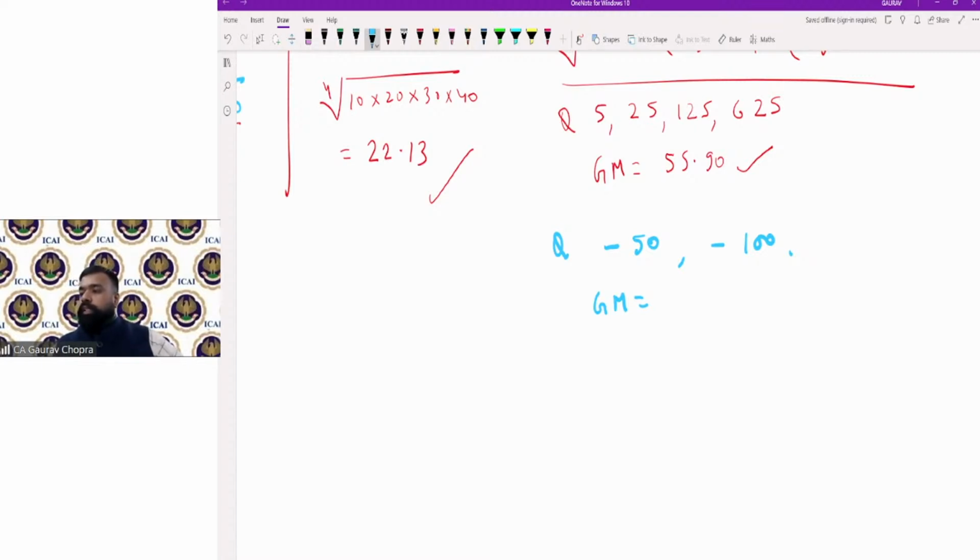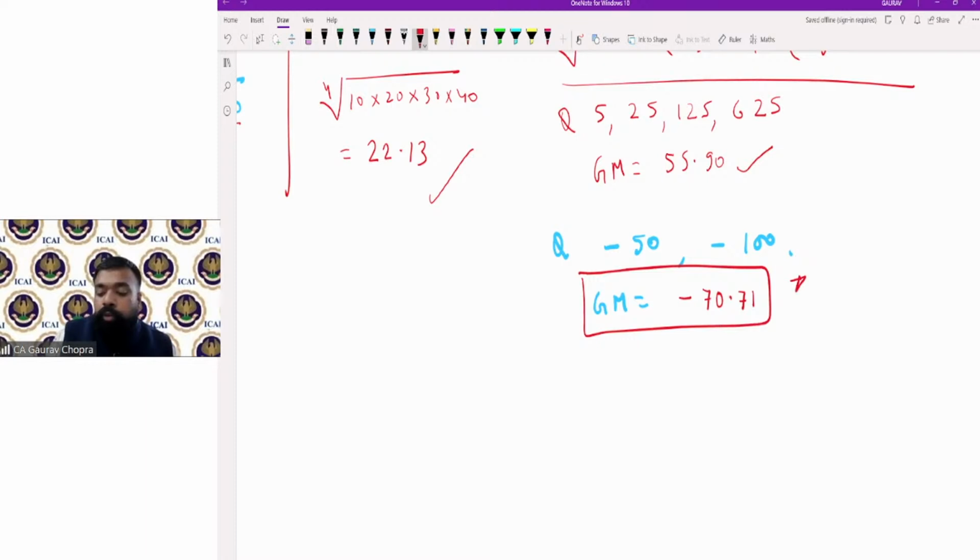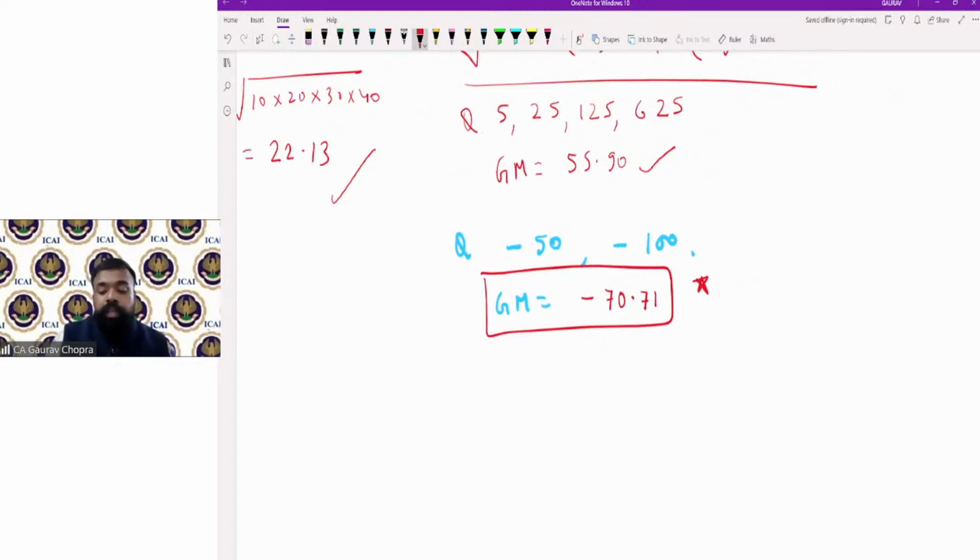Naveen has given the answer 10. Khushi Gupta 70.71. Divisha 70.71. Khushi 70.7. So everyone has given 70.71. But the correct answer will be -70.71. Now here you have to be very careful. If you check your calculation, -50 multiplied by -100 will give you +5,000.